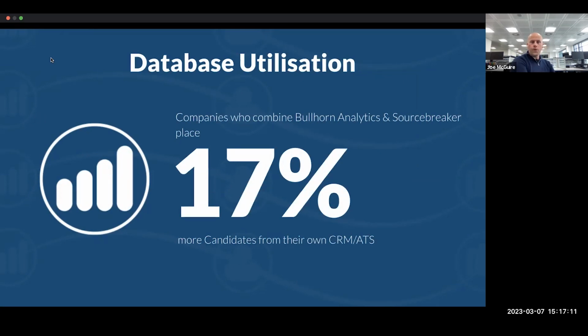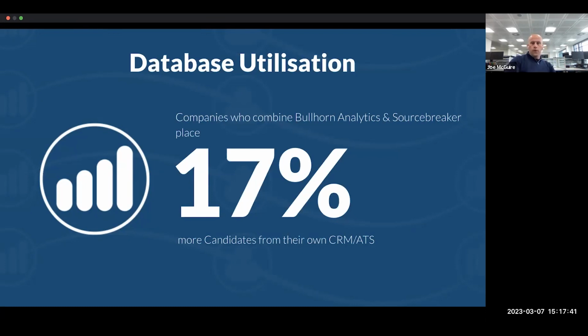So first stat, companies that combine Bullhorn Analytics and SourceBreaker place 17% more candidates from their own CRM or ATS. Now, that means that they're ultimately spending less time searching externally and more time working through the process with candidates. And the reason for this is that their recruiters are empowered with real-time dashboards that prompt the relevant action. And then they have the technology associated to help overcome whatever the challenge in front might be.